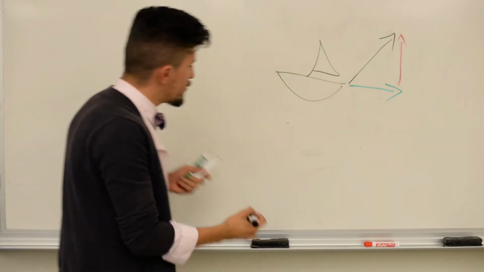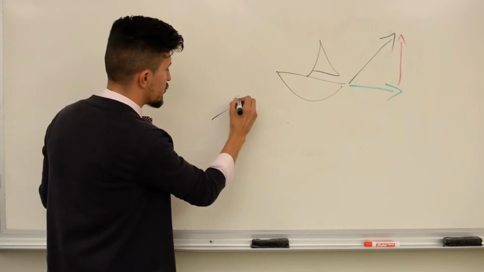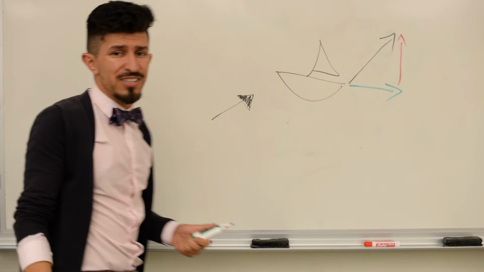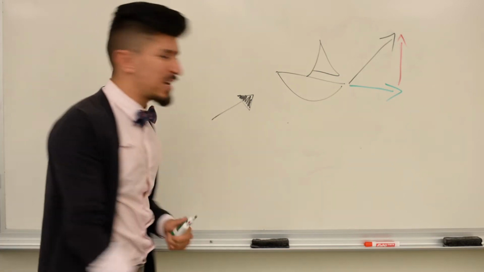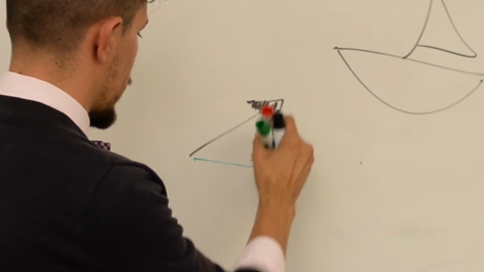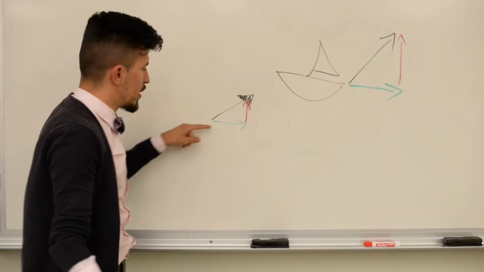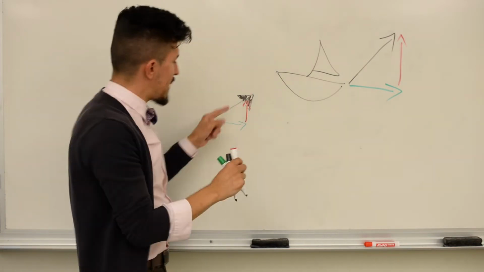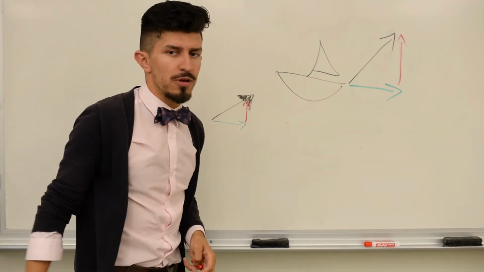If per se I give you another vector that is pointing in this direction, I need to break it into its components. Let's just make a right triangle. There we go. Right triangle, voila. We found the two vectors that make up this resultant vector.